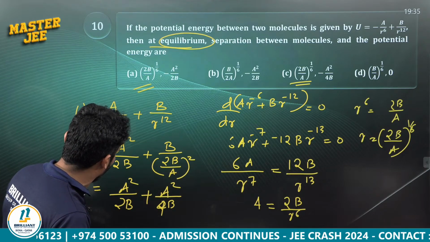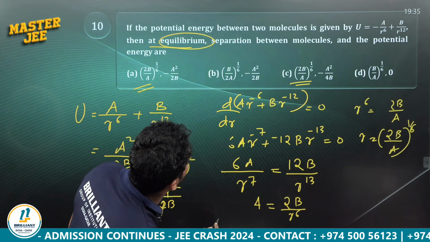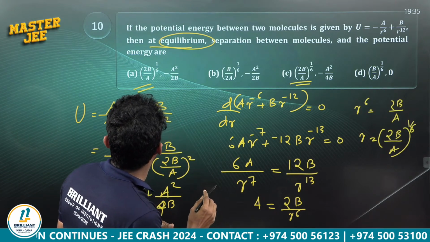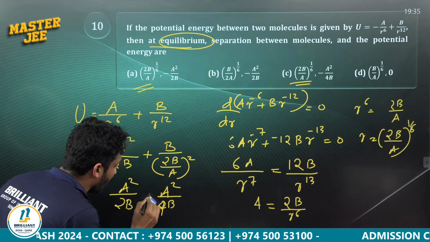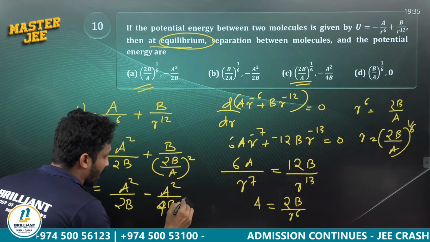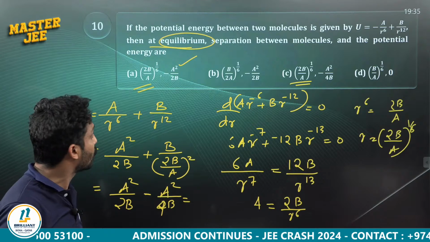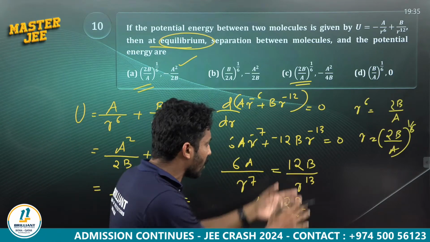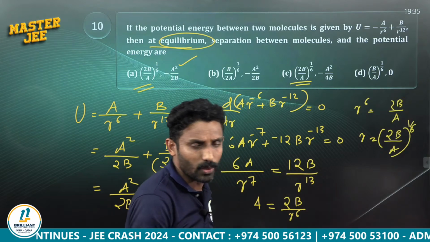So the answer will be A square by 2B plus A square by 4B. Here I think this term is minus only, when put here. And we get this answer as this option: minus A square by 2B, okay? So very simply done. Some confusion in the sign only, you can easily do that, no problem.